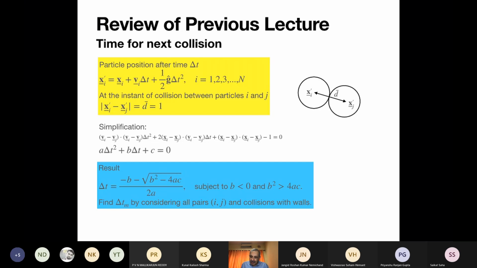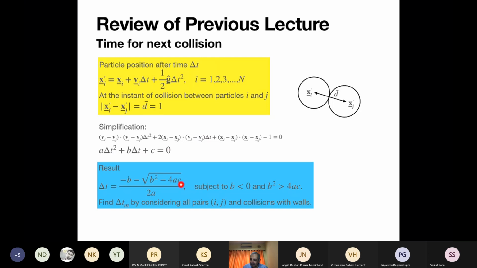So this is how we had done it. Let's say x_i prime is the position after time delta t, if the initial position and velocity are x_i and v_i. At the time of collision, that is when the two particles are just touching, this minus this is equal to 1. This is the absolute value, or magnitude. When you substitute for this equation and simplify, we get a quadratic equation.